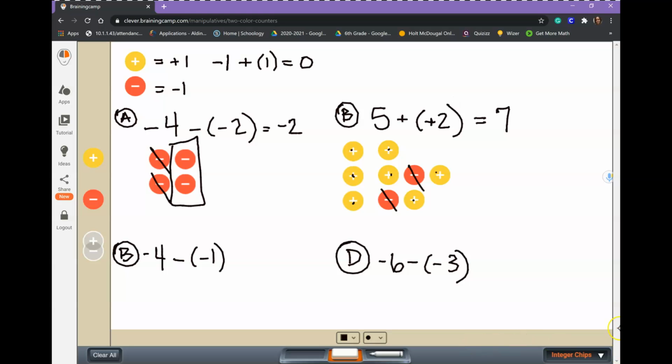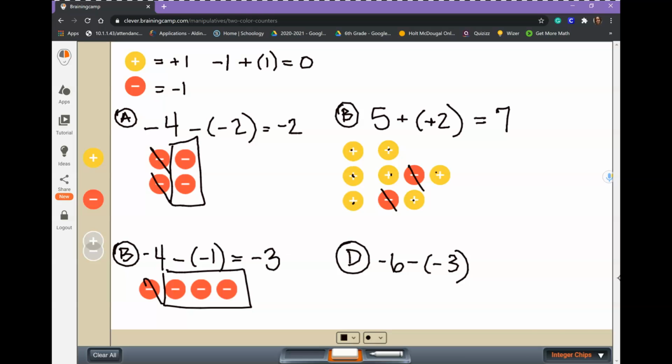Okay, so let's look at the next one. It says negative 4 minus negative 1. So I'm going to take out 4 negative counters, 1, 2, 3, 4, and then I'm going to remove 1, and I'm left with 3 negative counters. So my difference is negative 3.